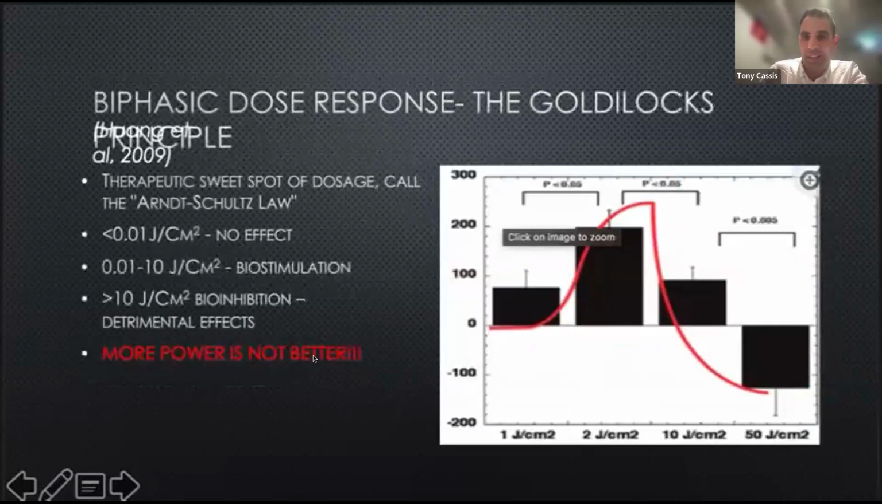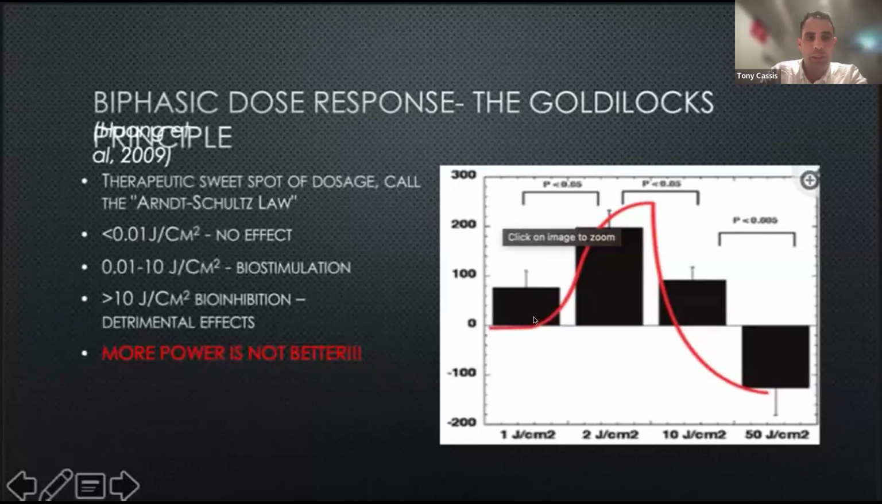Okay, this is another one of those really important slides. In terms of clinical take-homes, there is this whole concept of what they call the biphasic dose response. They talk about the Goldilocks principle: too little, too much, and just right. Another word for this in the research is the Arndt-Schultz law, based on the discoverers of the principle. Really quickly, if you have less than 0.0, that's a typo, it should be 0.001 joules per centimeter squared, and we'll talk about that in a sec.